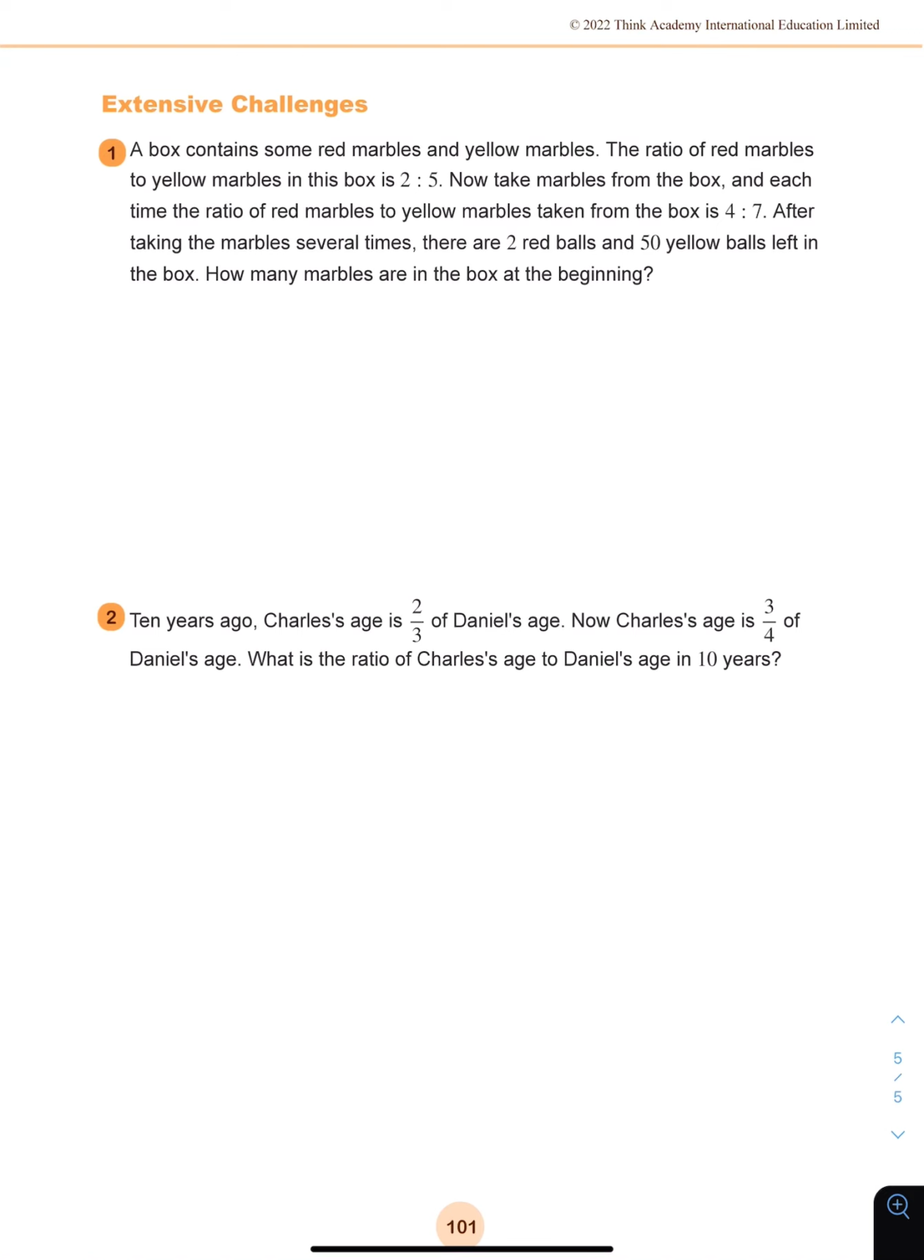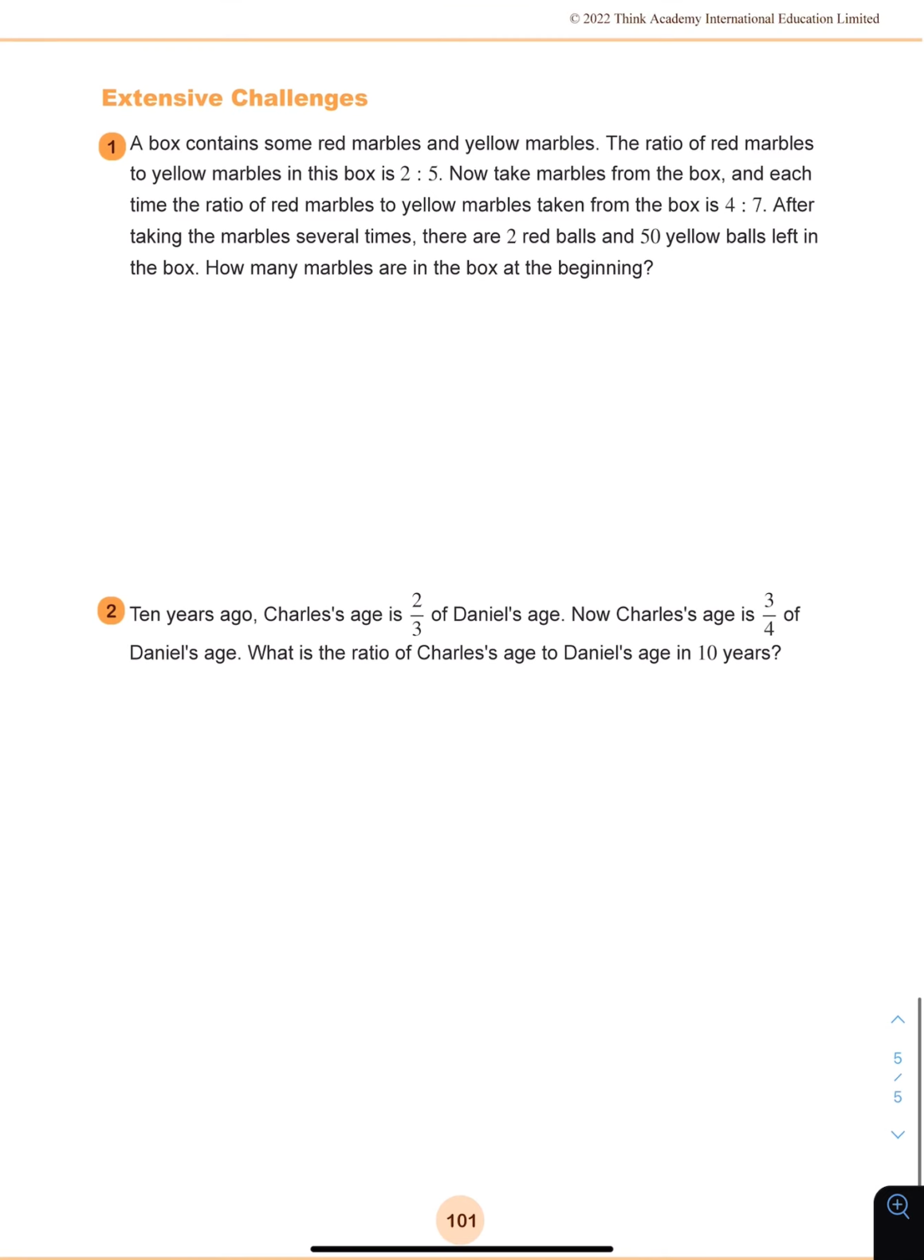So in other words, you can say that, well, say this is the original ratio. Red to yellow, that's 2 to 5. Now, say I'm removing the marbles in a ratio of 4 to 7, and finally there are 2 red balls and 50 yellow balls left. In other words, if you take away 2 red balls and 50 yellow balls, the ratio remaining will be 4 to 7.